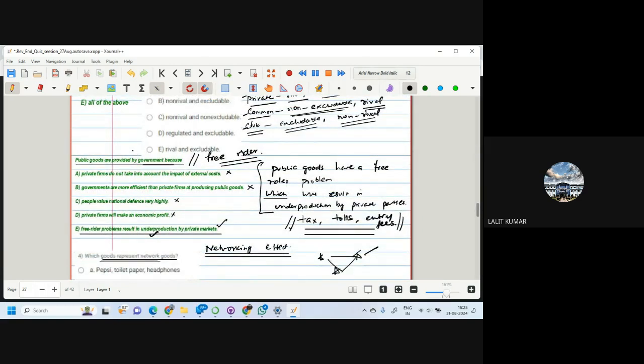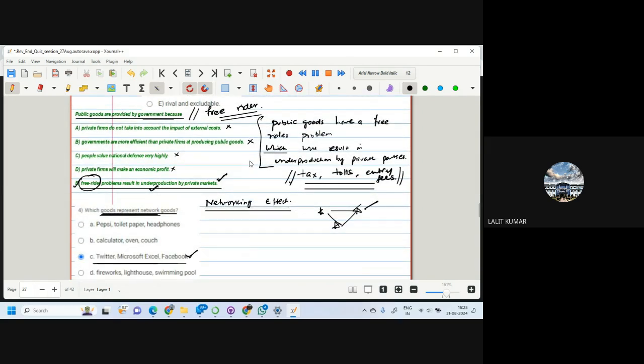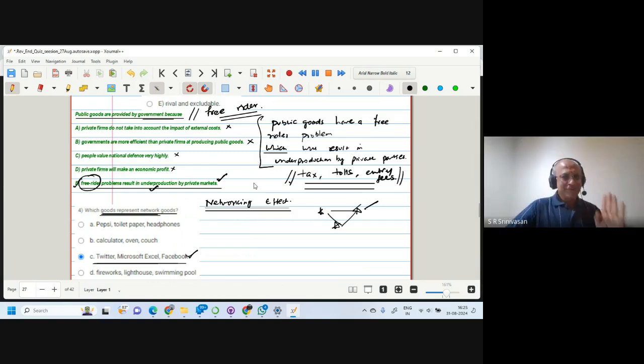Public goods are provided by the government because they suffer from the free rider problem. If there is a free rider, it will result in underproduction by private markets. That's why they are provided by governments. And how do we solve the problem of the free rider? Sir, if people get confused about common goods, you can think of the Kaveri problem between Karnataka and Tamil Nadu. The river you cannot exclude, but there are rivals, because there is only that much water. So all the river water problems come under common goods.